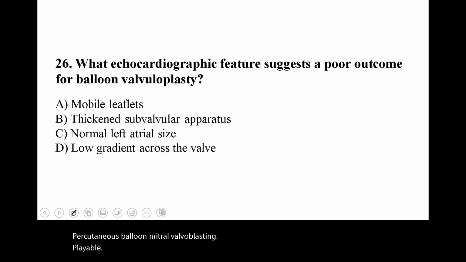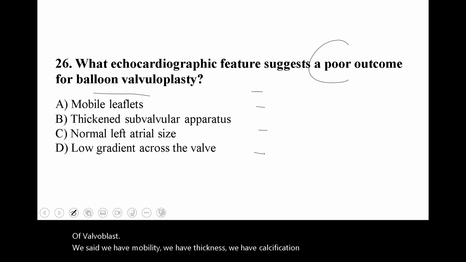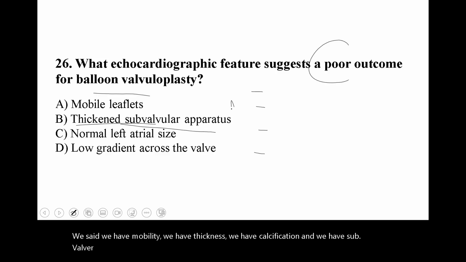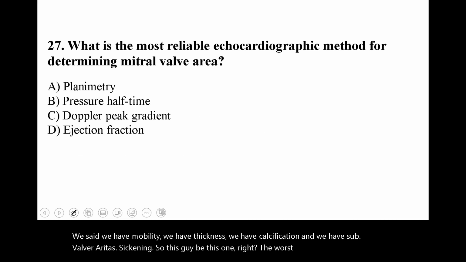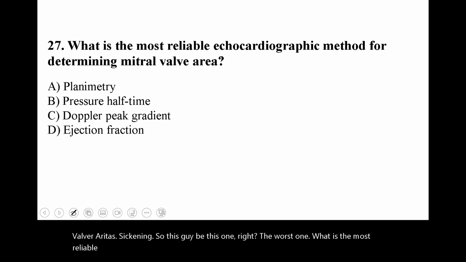What echographic feature suggests poor outcome of valvoplasty? We said we have mobility, we have thickness, we have calcification, and we have subvalvular apparatus thickening. So this is gonna be this one, right? The worst one.